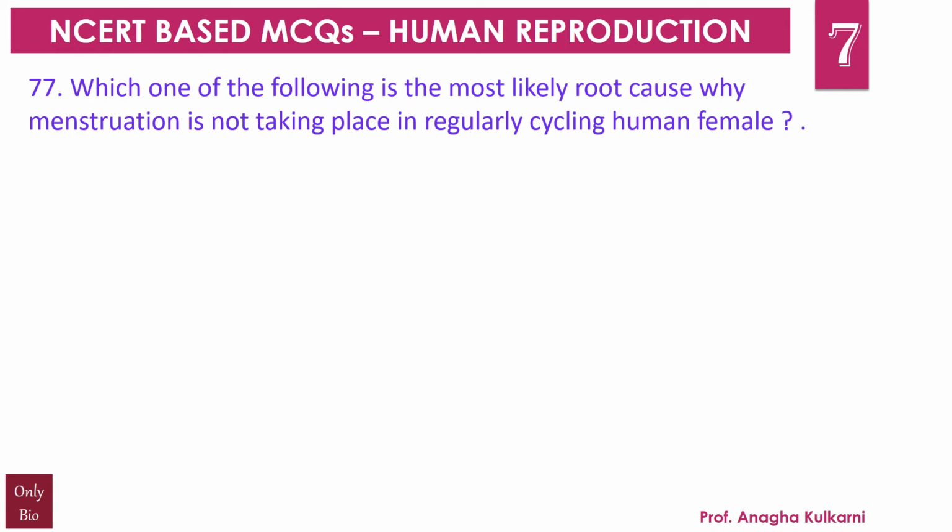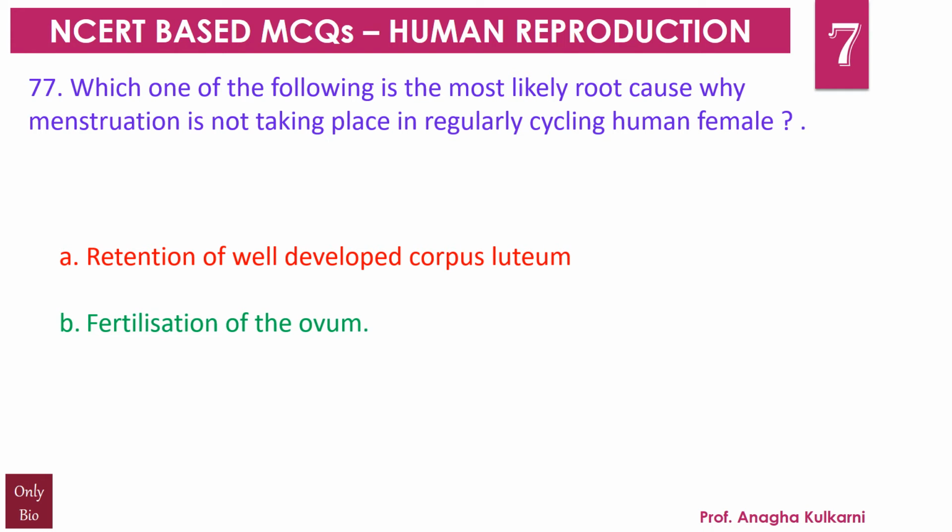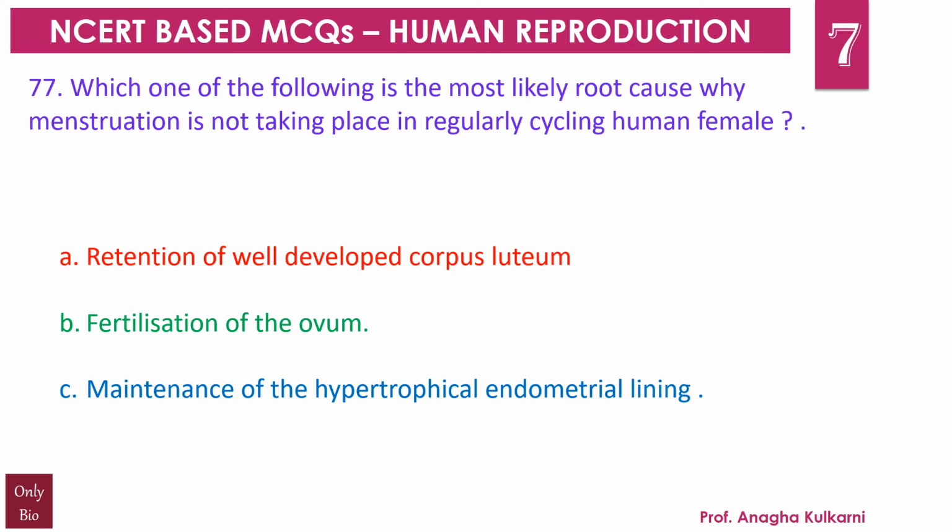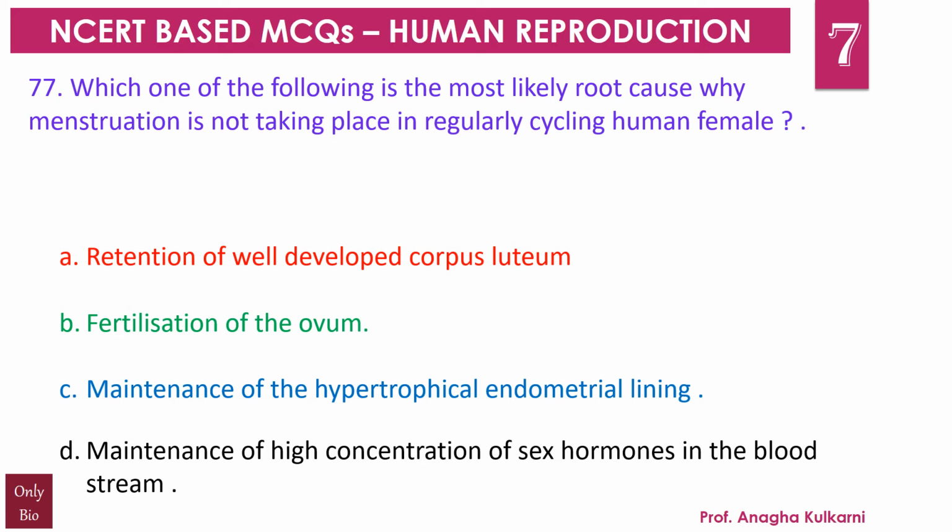Question number 77. Which one of the following is the most likely root cause why menstruation is not taking place in regularly cycling human female? A. Retention of well-developed corpus luteum. B. Fertilization of the ovum. C. Maintenance of the hypertrophical endometrial lining. D. Maintenance of high concentration of sex hormones in the bloodstream. And the correct answer for this question is B.